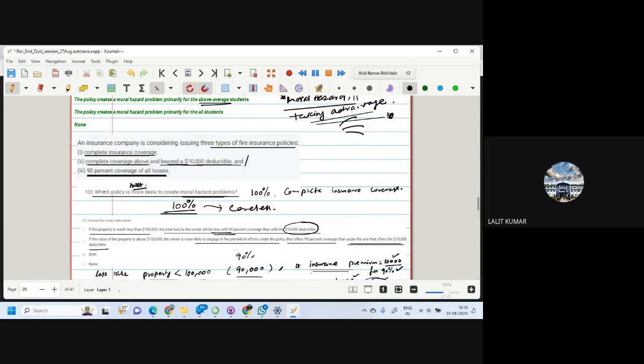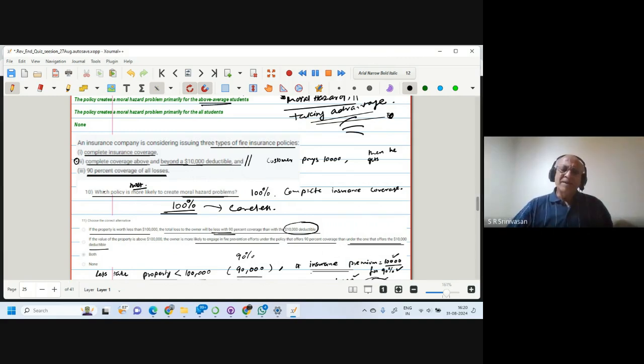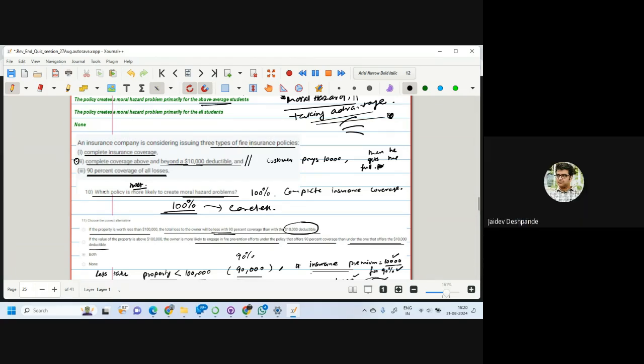What I found out, basically we were confused about this. Later on I found that complete coverage above and beyond a $10,000 deductible means that the customer pays the first $10,000, and then he gets complete coverage. This is that co-payment basically, right? Actually, it's not co-payment, it's a deductible. So $10,000 you have to pay. But this is not the same thing as insured value minus $10,000.